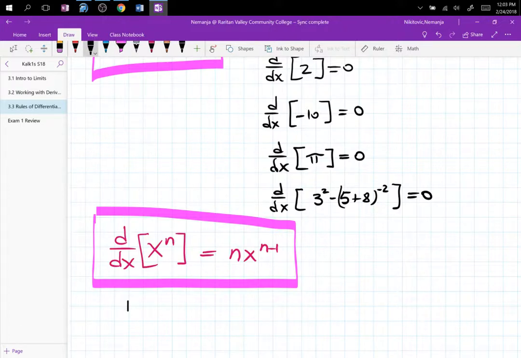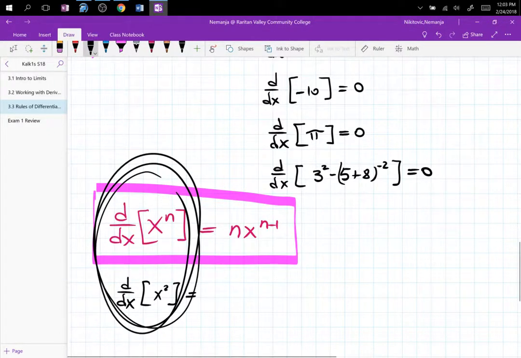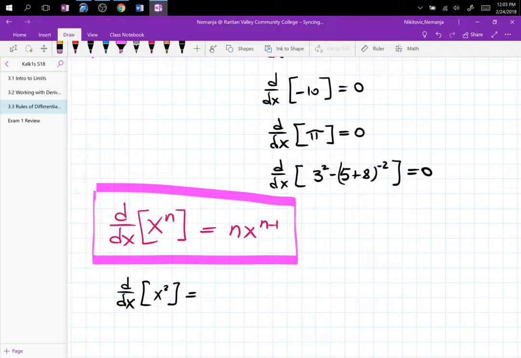So let's take a look at the derivative of x squared first. Clearly, when you compare these two, n is equal to 2. So drop 2, and then n minus 1, which is 2 minus 1. So plug in n equals 2 in the whole formula. And what you get? Sorry, it's 2x.